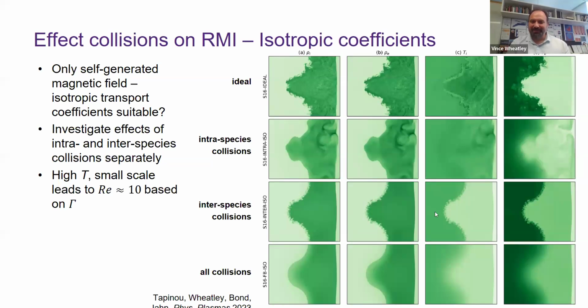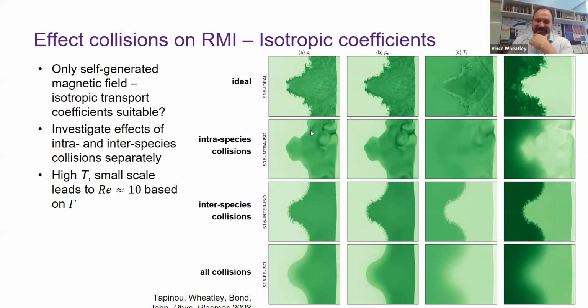And in this case, we're looking at the isotropic version of the coefficients because we have no applied magnetic field. So there have been some in the literature who speculated that when you only have a weak self-generated field, the anisotropic transport isn't necessary. And we're going to investigate that claim with the next two sets of results.